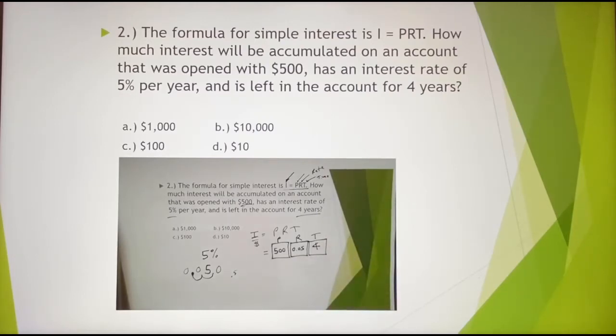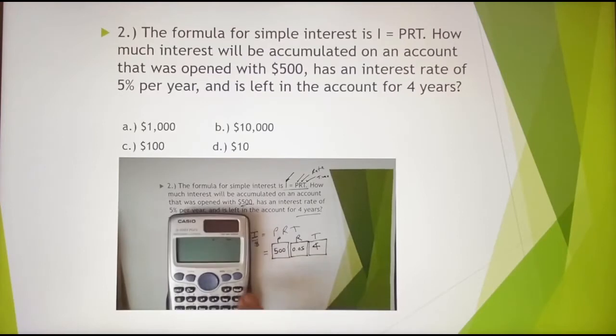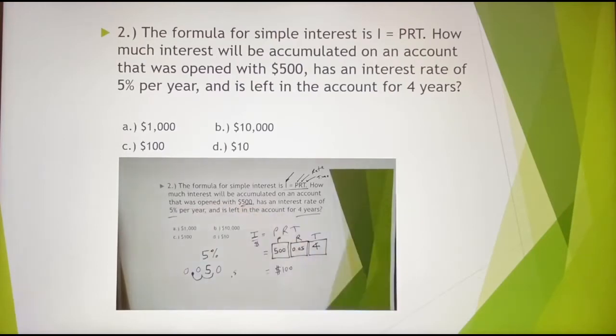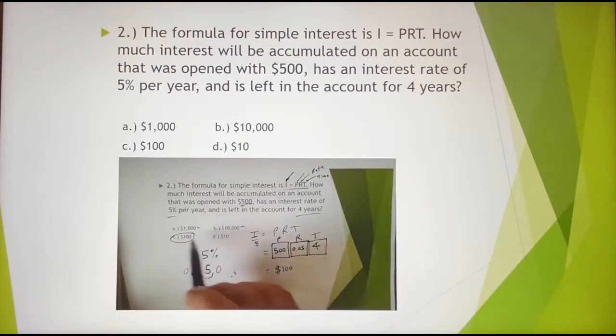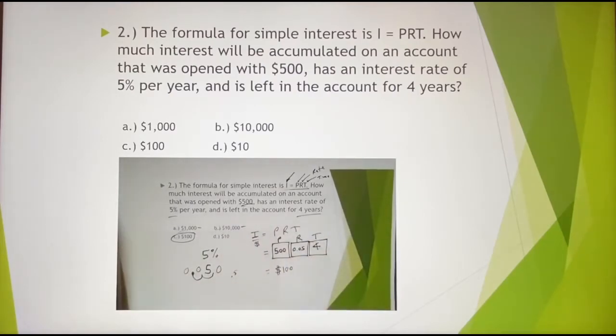Once you have that, you just put it into your calculator: 500 times 0.05 times 4, and that gives you $100. And the answer then is C. You can see that these other answers, particularly A and B, seem perhaps unreasonable, to double your money or to have $10,000. So some of those you could have eliminated from the start.